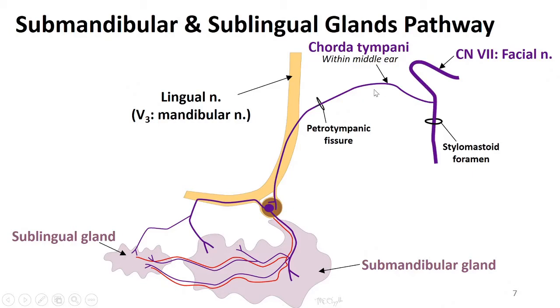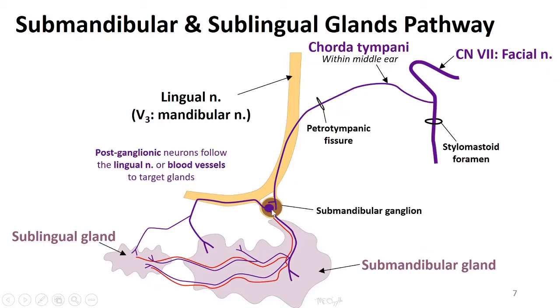So these pre-ganglionic parasympathetic fibers follow from the middle ear, follow out into the lingual nerve, and then synapse in this ganglion here, which is the submandibular ganglion. From there, postganglionic fibers can either follow the lingual nerve, so they re-enter and follow the lingual nerve to the glands, or can directly follow blood vessels. And likely there's a combination of both of these. You can imagine more blood vessels coming off around here as well. Excellent.